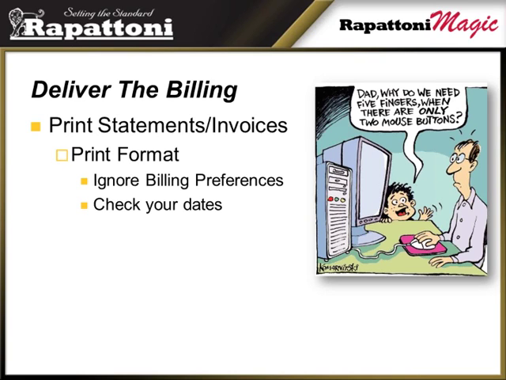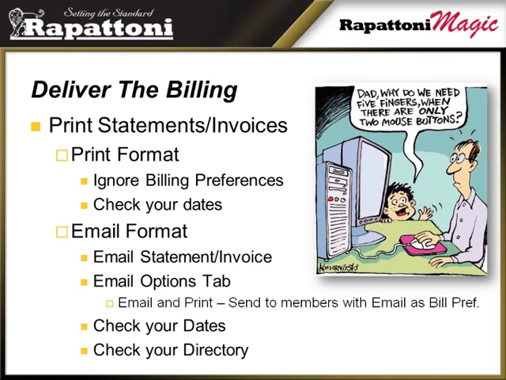Make sure the date of your invoices falls within the from and to, or the through and to date parameters. In the email format, you want to make sure you uncheck the ignore billing preferences and check the email statement invoice box. A new tab shows up with email options tab where you can email and print. Again, check your dates so that the date of your invoices falls within the date parameters on the form, as well as check your directory. Make sure it's going to your IMS server webs reports.